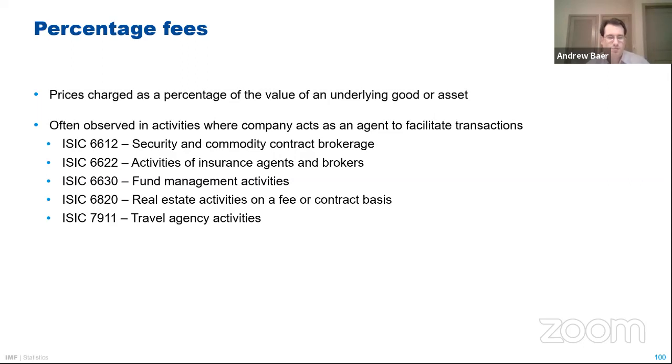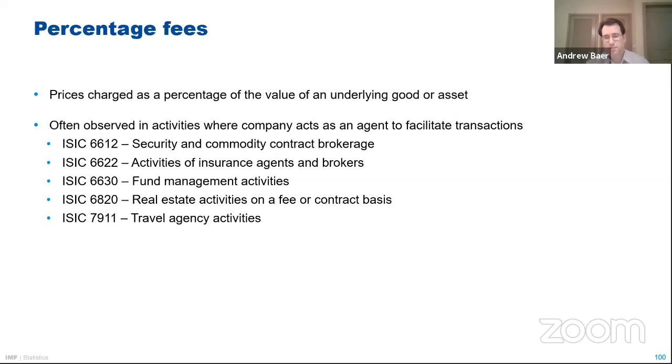Okay, another type of price that we see a lot in services activities is percentage fees. So these are services where the prices are charged as a percentage of the value of an underlying good or asset. Often observed in activities where a company acts as an agent to facilitate transactions. Some examples are security and commodity contract brokerage, insurance agents and brokers, real estate agents, maybe travel agents.